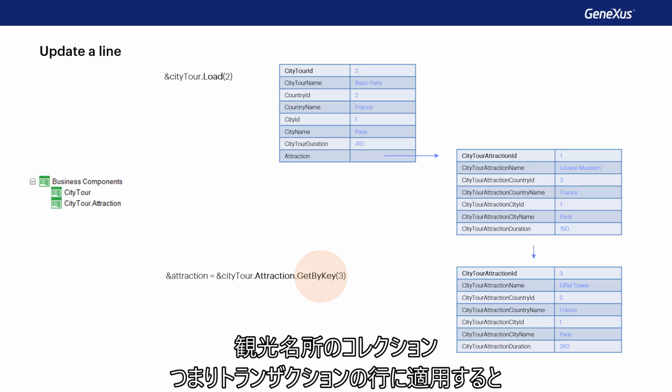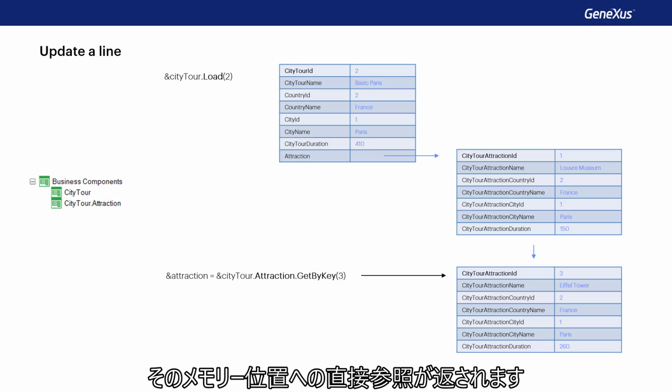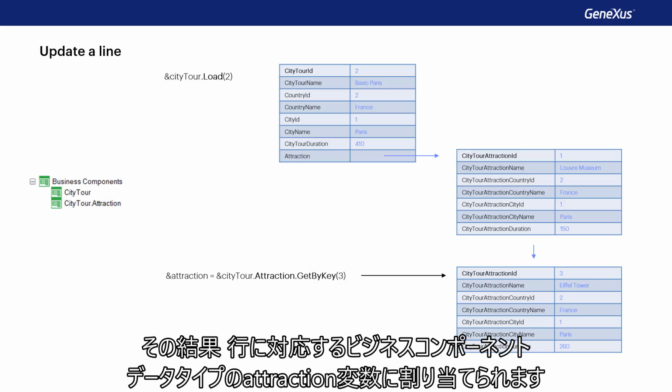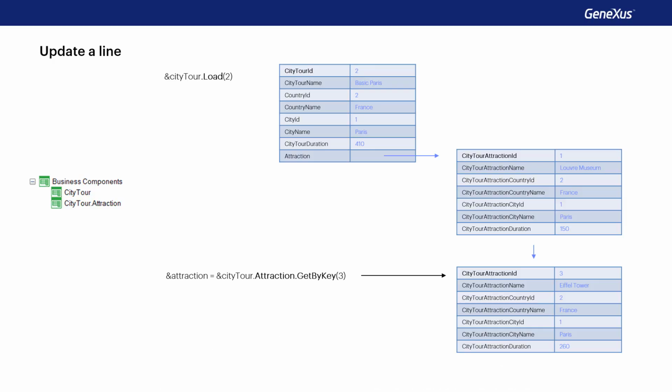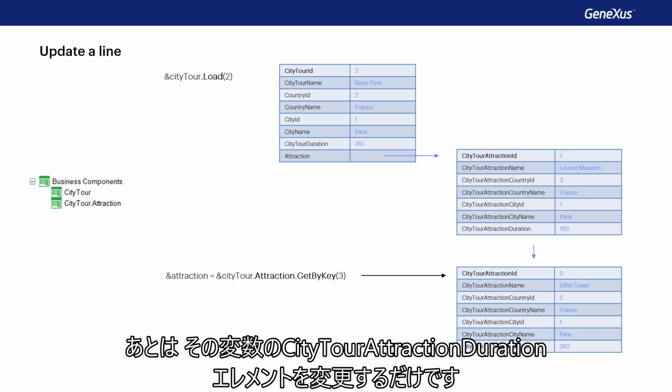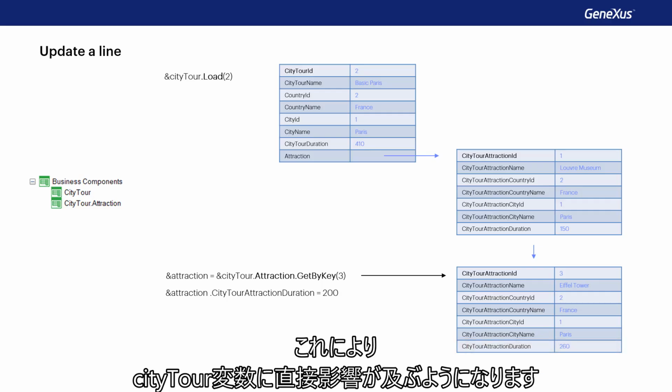When applied to the attraction collection, that is, to the transaction lines, it will return a direct reference to that memory position. Therefore, it's assigned to the attraction variable of the business component data type corresponding to the lines. In this way, the attraction variable will not be a copy of that line, but will be exactly that line. Now the only thing left to do is to change the city tour attraction duration element of that variable. And this will have a direct effect on the city tour variable.